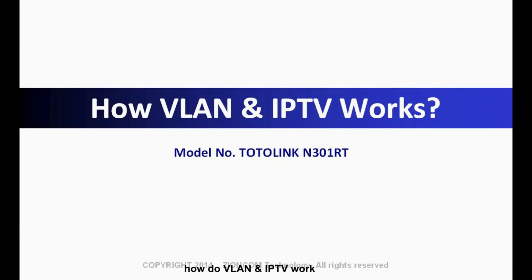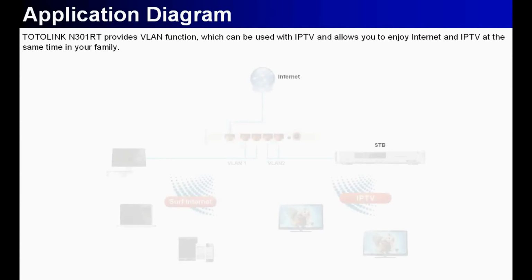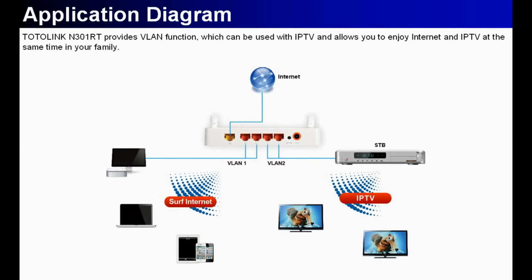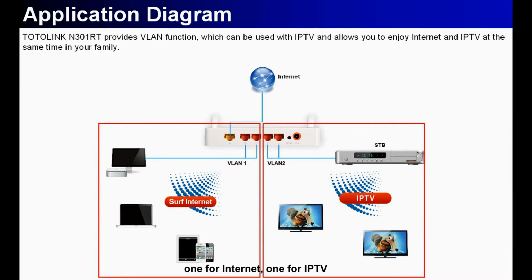How do VLAN and IPTV work? TOTOLINK N301RT provides a VLAN function, which can be used with IPTV and allows you to enjoy internet and IPTV at the same time in your family. Look at the application diagram. The four LAN ports have been divided into two VLANs, one for internet, one for IPTV.